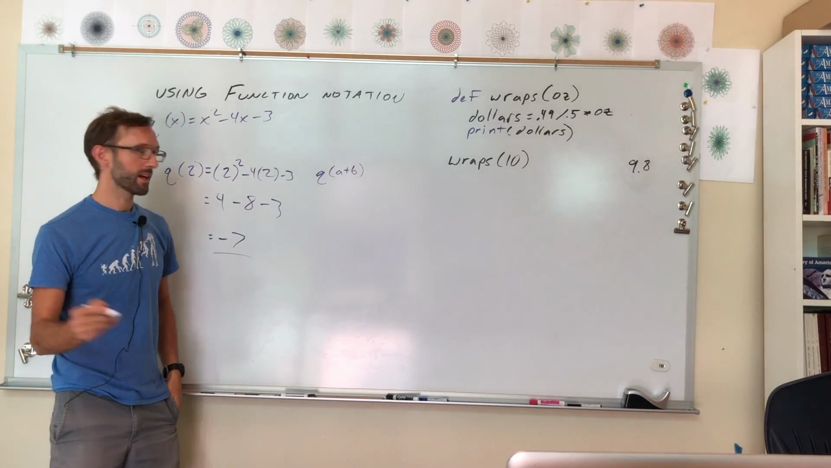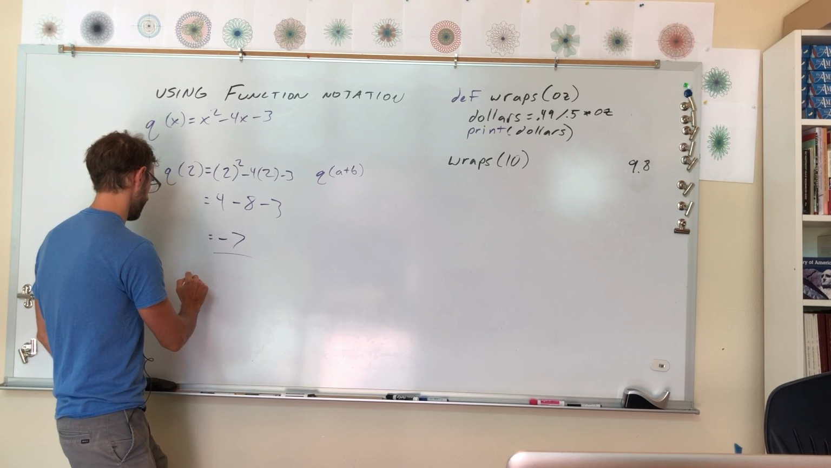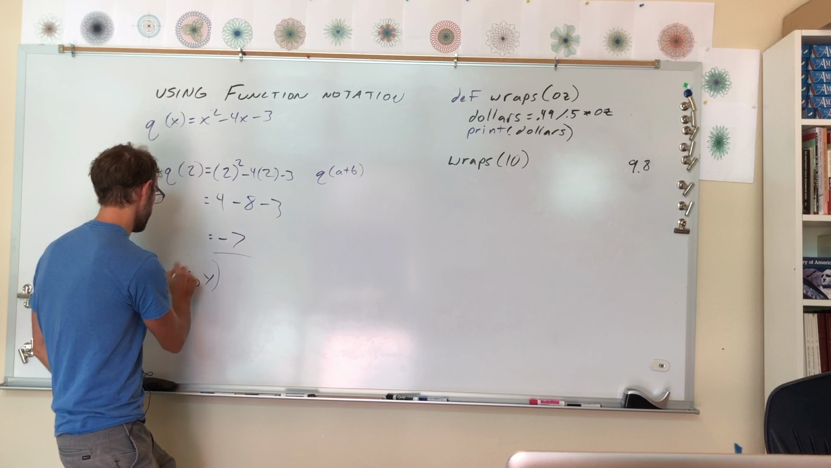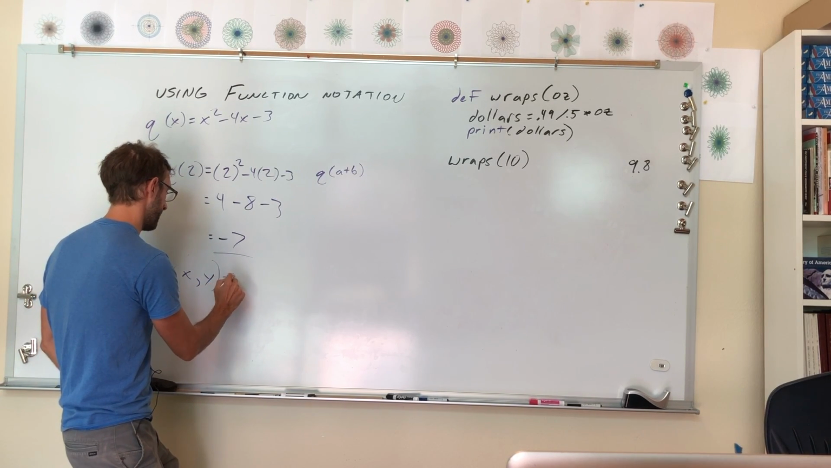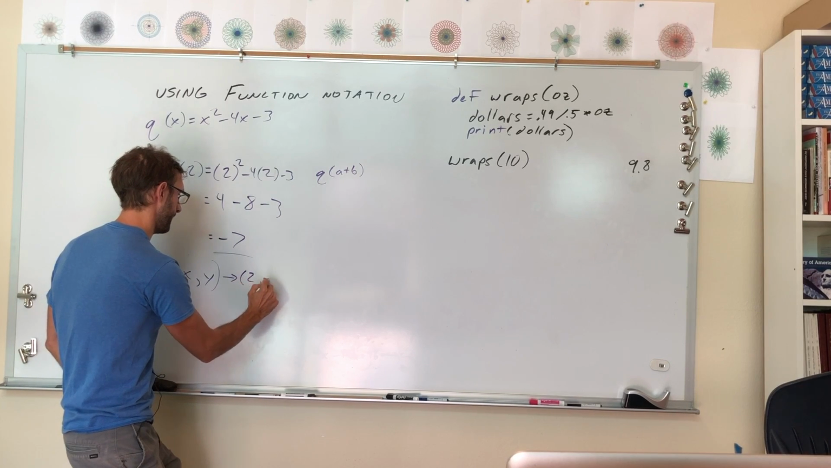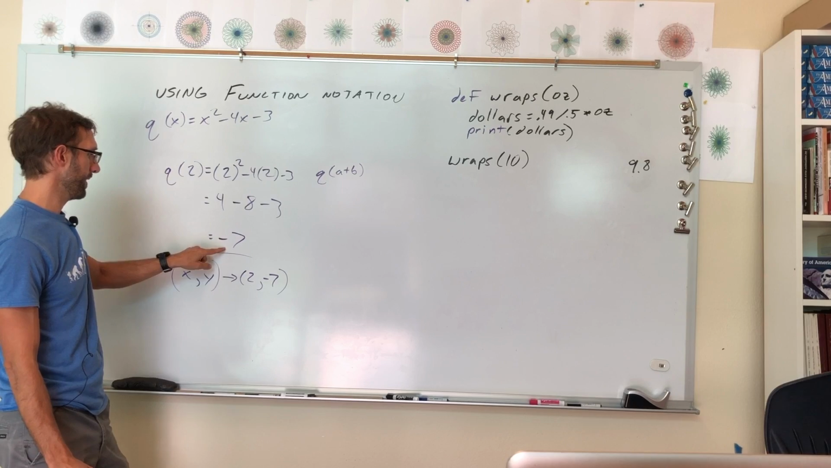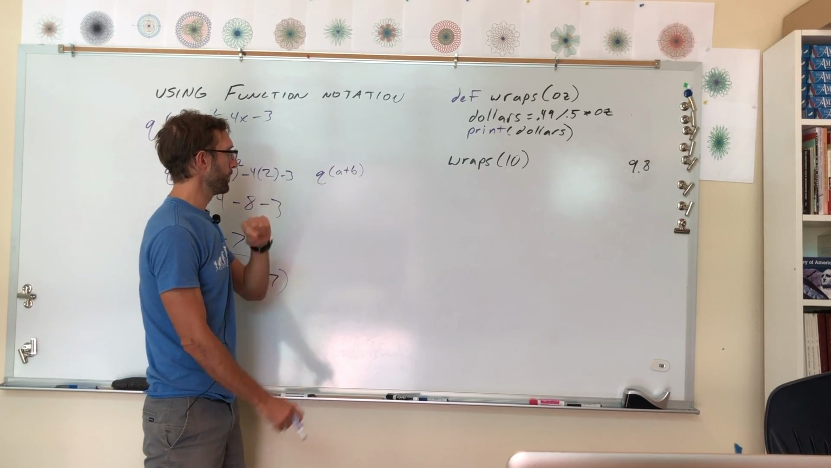One way you'll see us talking about it is as an ordered pair. What I mean by an ordered pair is x, y, which in this case is going to be 2, -7. The x is 2, the y is -7. Okay. Now we have one more.